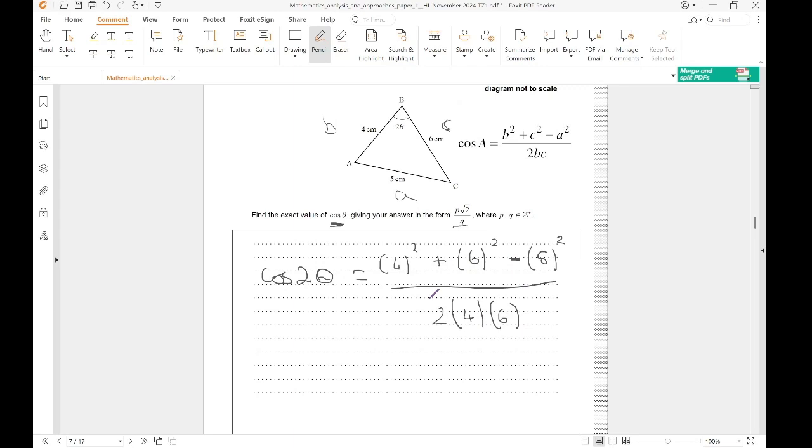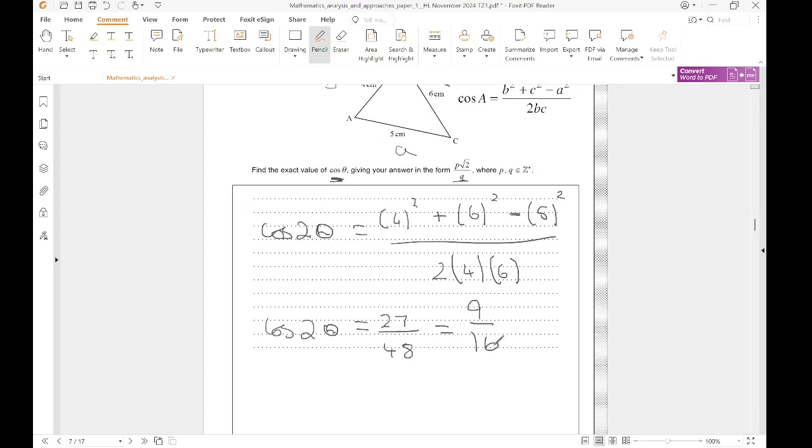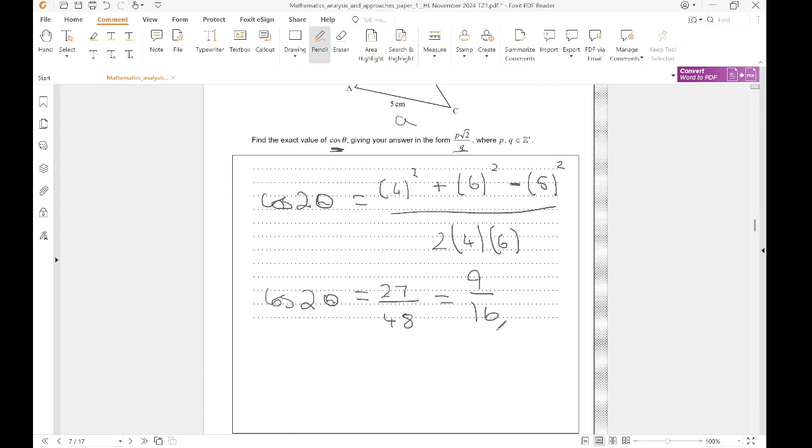So now hopefully you should be able to expand this. So cosine 2 theta is equal to 16 plus 36, which is 52, minus 25, which is 27, and then 2 times 4 times 6 is 48, so this is 48, and this is equal to 9 over 16 once you simplify it down. So now you try to use something called a double angle identity. You should have these memorized, or you can use the formula booklet. The double angle identity I'm going to be using is cosine 2 theta is equal to 2 cosine squared theta minus 1.